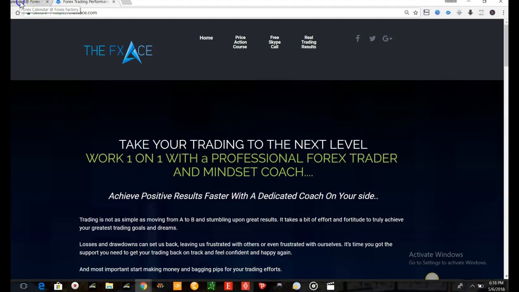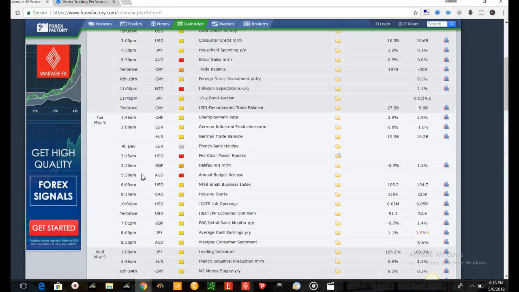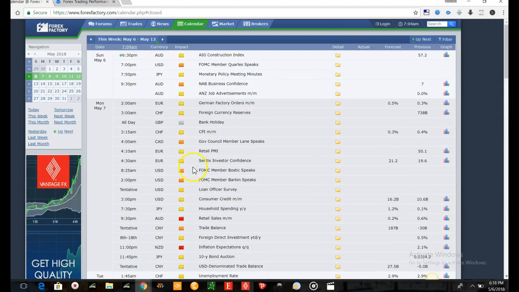So let's look at the news ahead this week. This week we have a lot of news with Super Thursday on the British pound, which is usually a big market mover on the pound, like the last one.